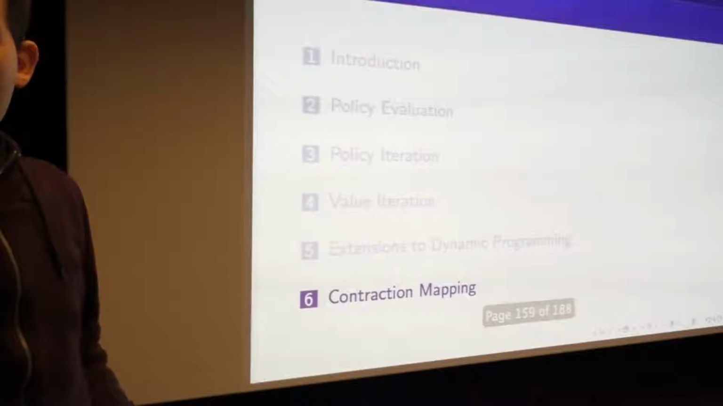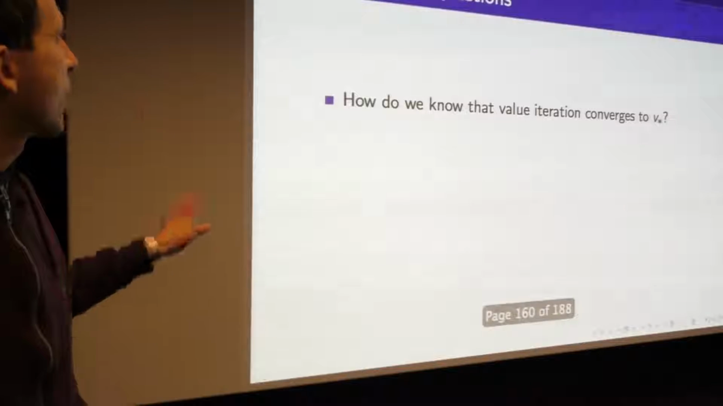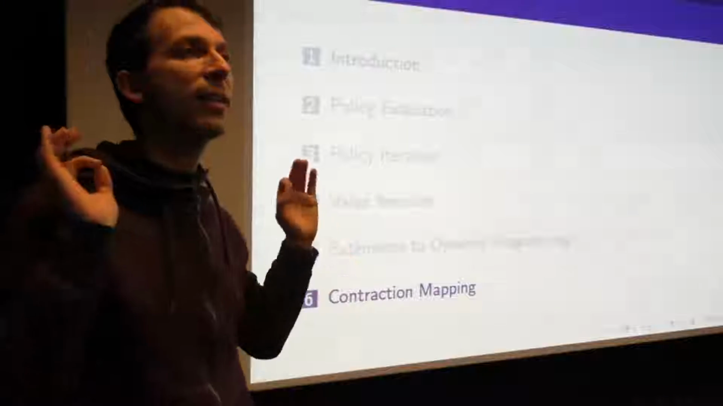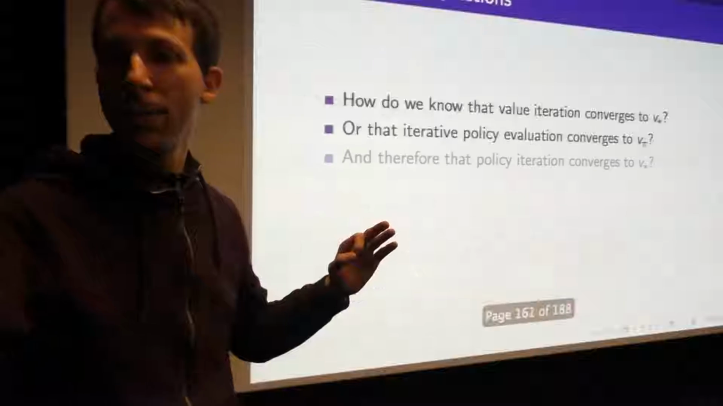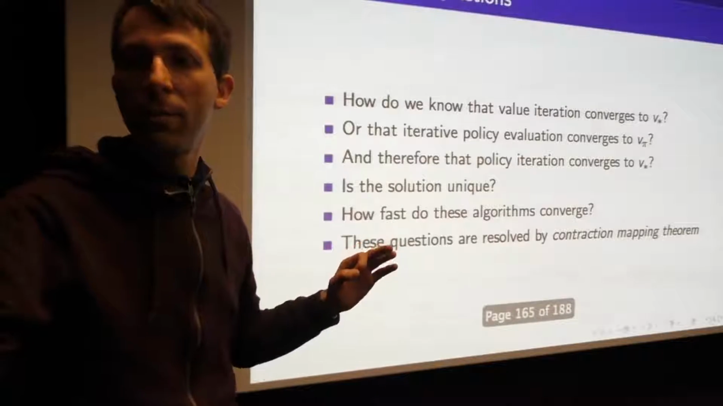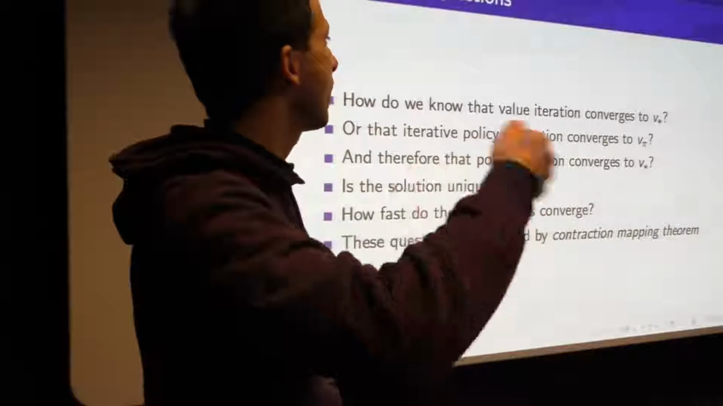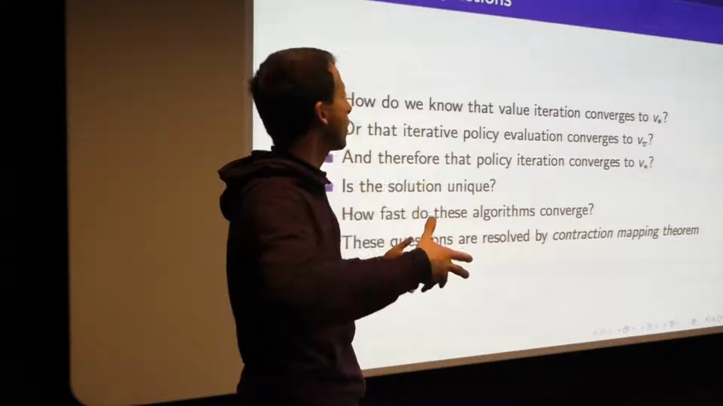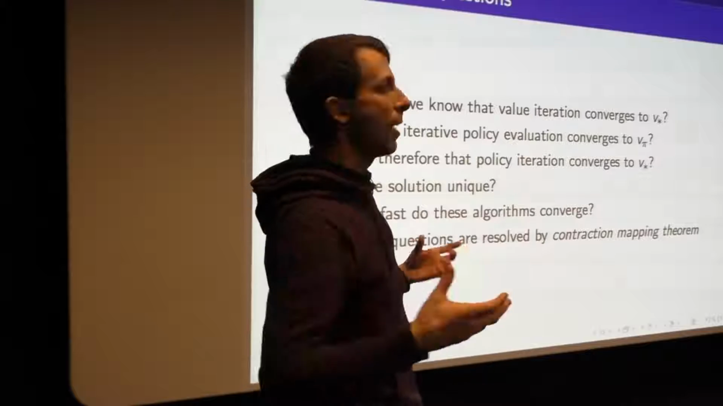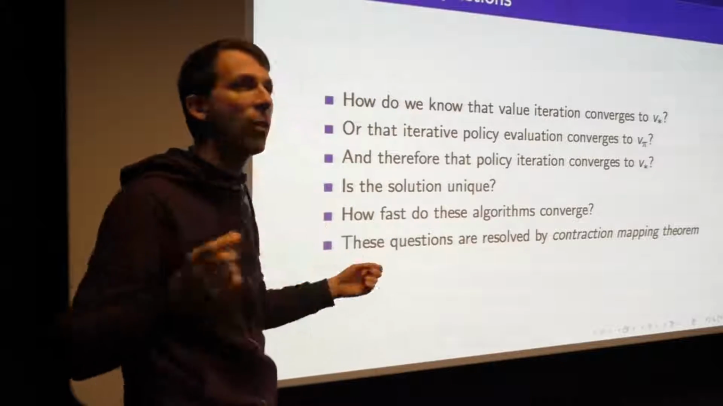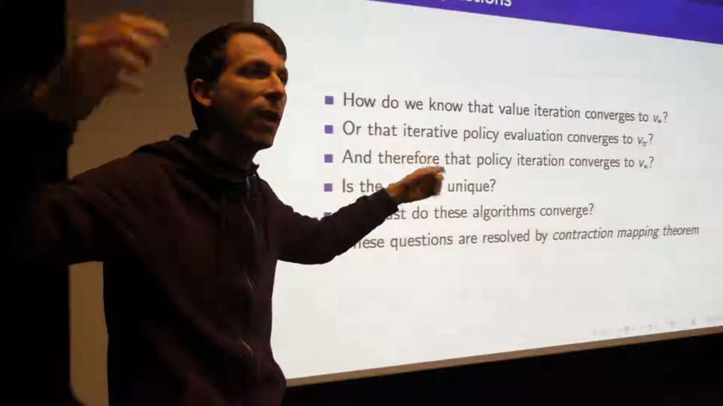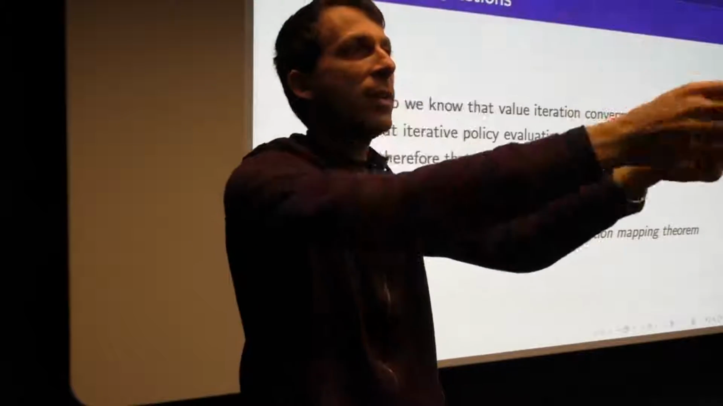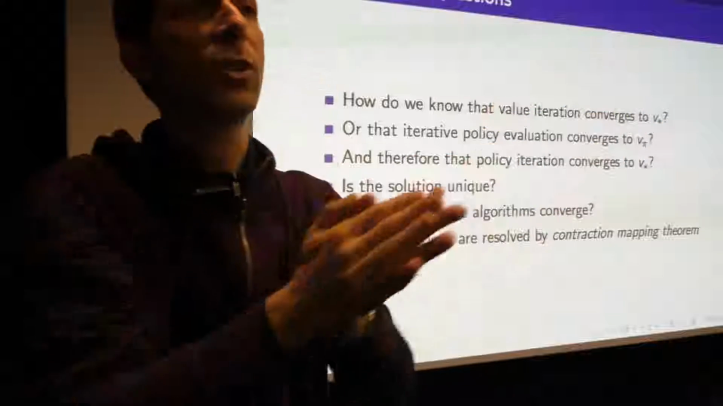I just want to point out that contraction mapping is in the lecture notes. It basically shows you that if you start with any one of these algorithms, value iteration converges to V star, iterative policy evaluation converges to V pi, and policy iteration converges to V star. The way that all of these work is by the same iterations. They bring your value functions closer and closer together until you find one unique solution, which is the value function in that case.